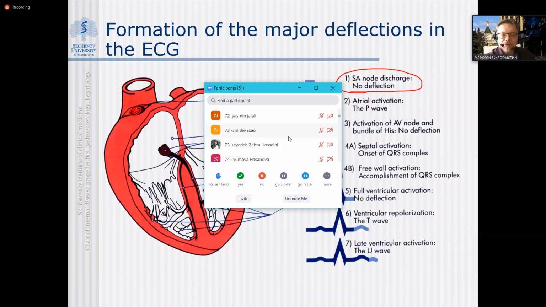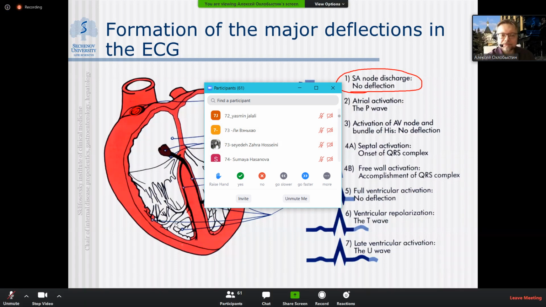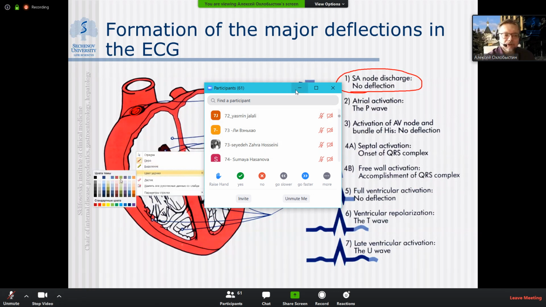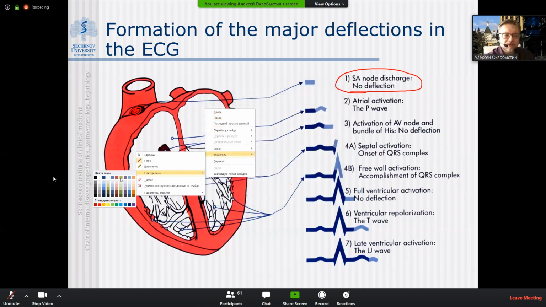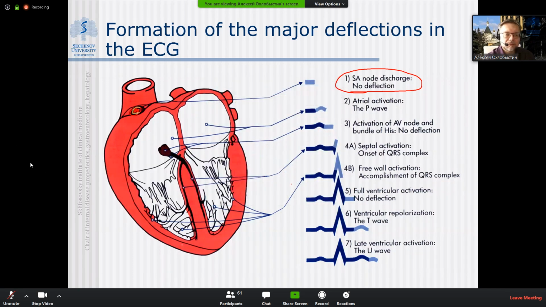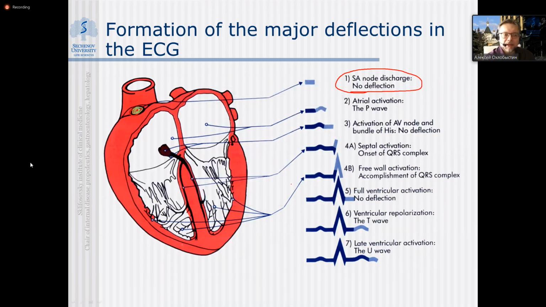There will be activation of some group of cells. These cells will create a potential difference. So let me use another color on the heart. These cells are activated, and there will be a potential difference between these cells and other cells. Why will there be no deflection in that case?